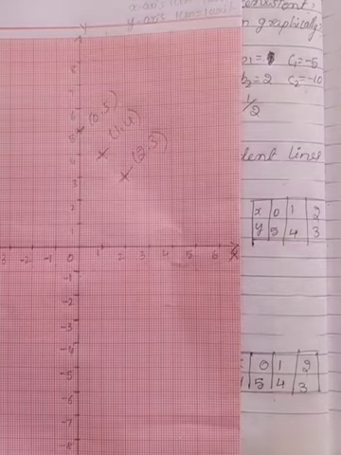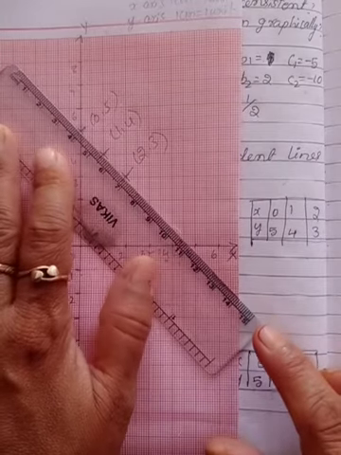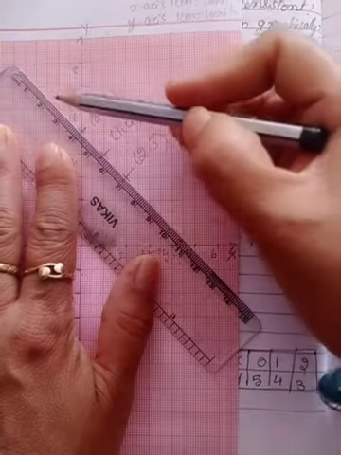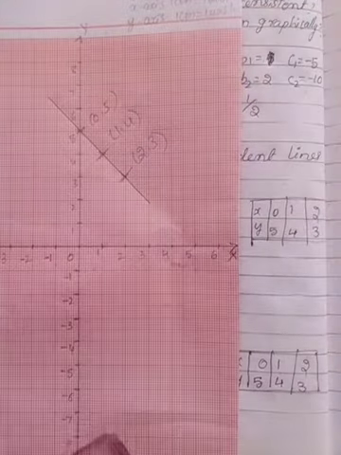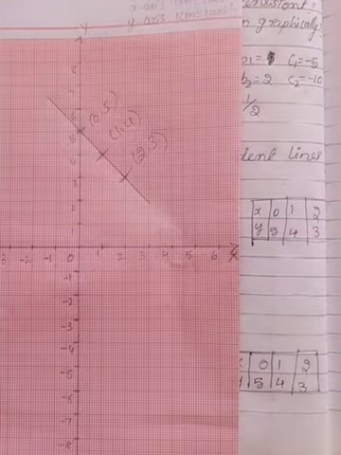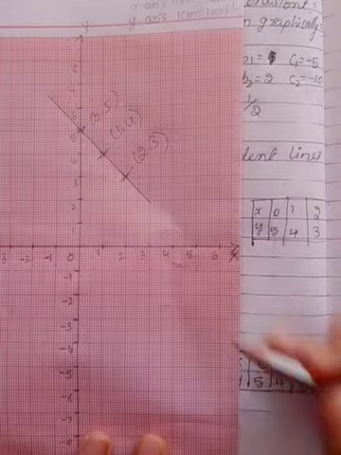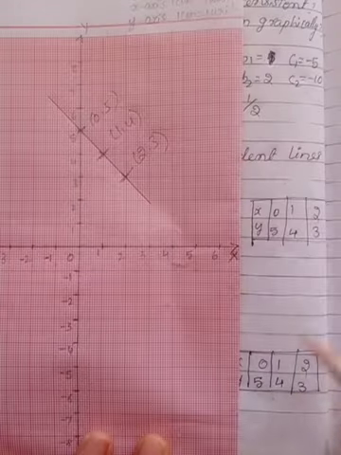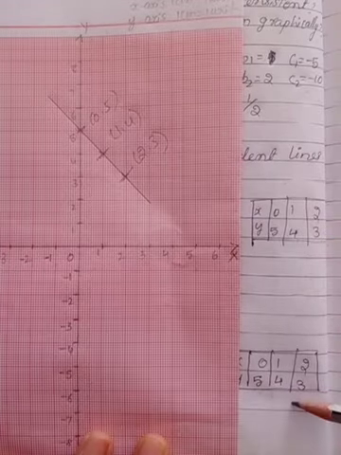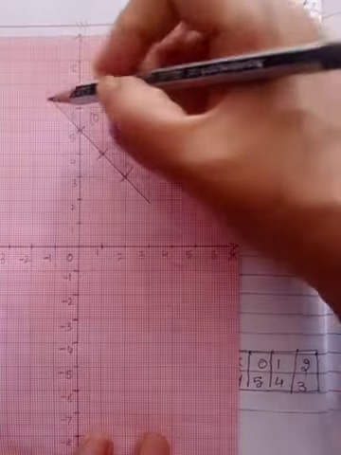Now after marking, just join it. You will be getting a line. Then let us go with the second equation. What is it? 0, 5. Again 0, 5. Same values we can check for both the equations. That's why they are coincident lines.